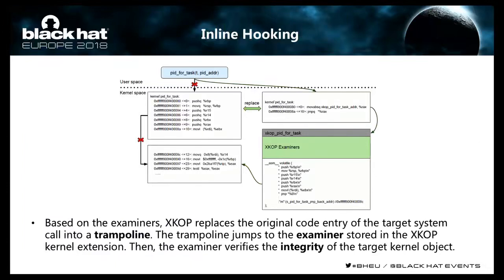Here is the architecture of inline hooking. Based on the examiners, XKOP replaces the original code entry of the target system call with a trampoline. The trampoline jumps to the examiner stored in the XKOP kernel extension. Thus, the examiner verifies the integrity of the target kernel object.